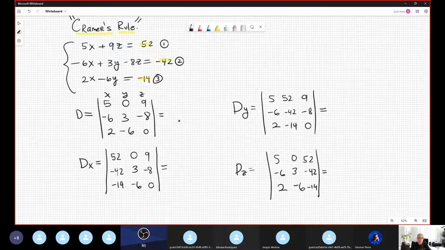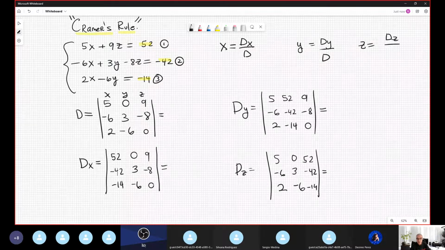And now Cramer's rule says that the values of x, y, and z are given by that formula. You divide Dx divided by D. You divide Dy divided by D. And you divide Dz divided by D. And that's it. Okay?